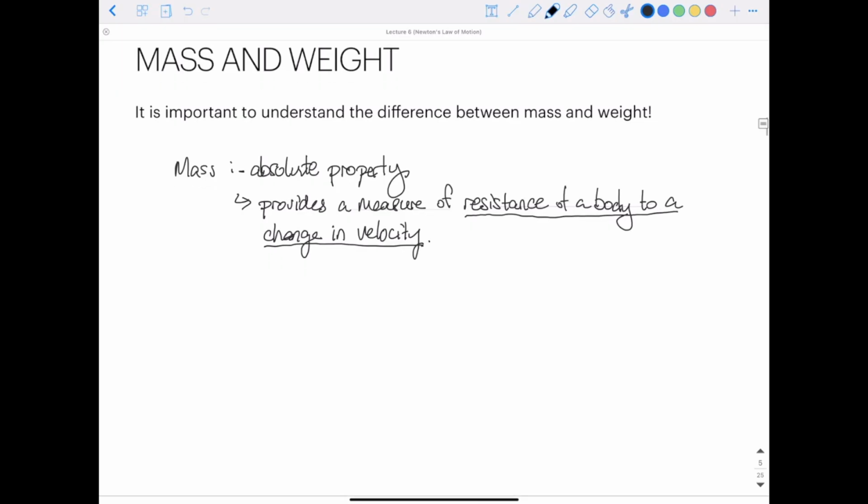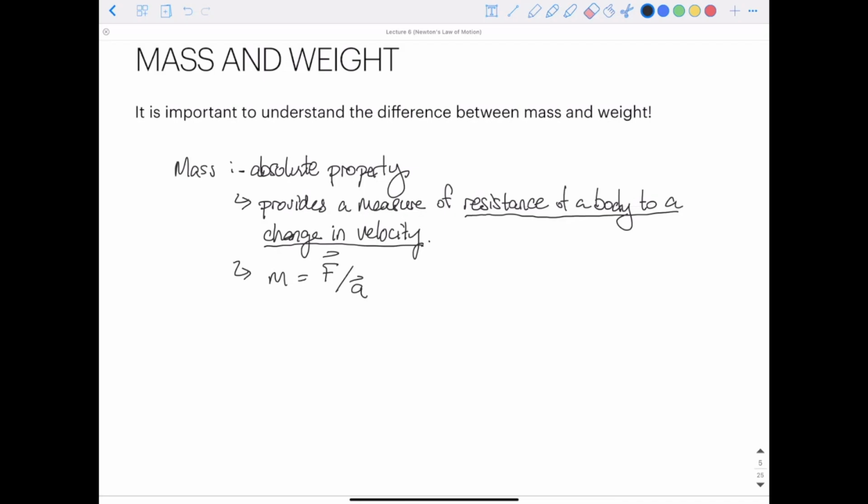And this is defined by Newton's second law. If we rearrange Newton's second law, we can say mass is just equal to the force acting on a body divided by the acceleration of that body. So if we have a more massive object, then we need to apply a larger force to get the same acceleration. Likewise, if it is accelerating faster, we will provide a larger force.